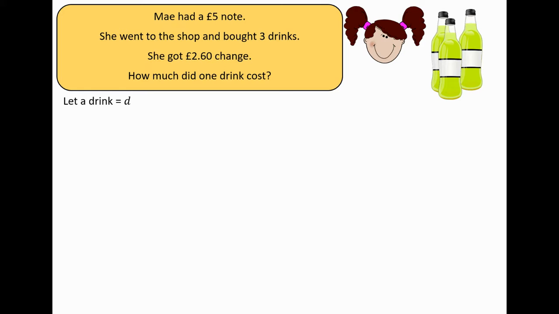This is what define a variable is. This is very important. When you're solving these particular questions, you need to define a variable. So this particular point here, you need to write it down. Let a drink be equal to D. It doesn't have to be D. Again, you can pick any variable you want.